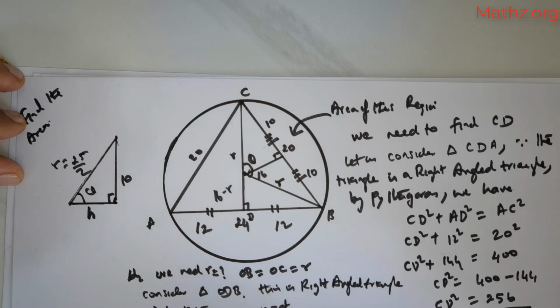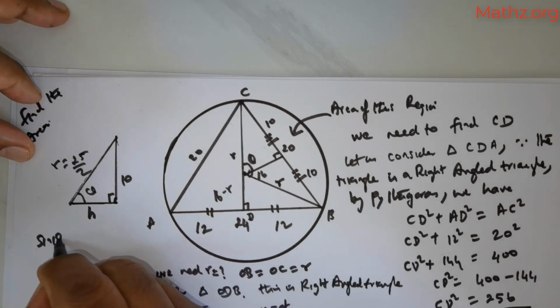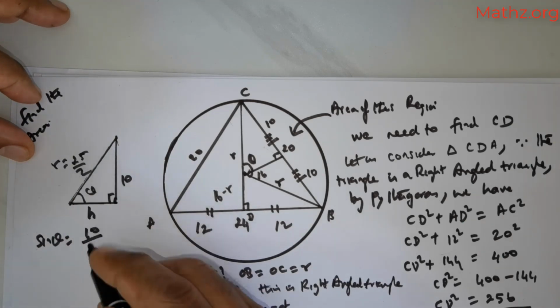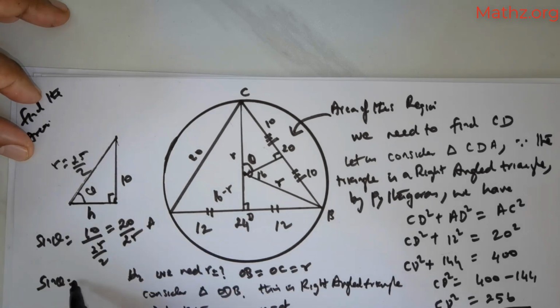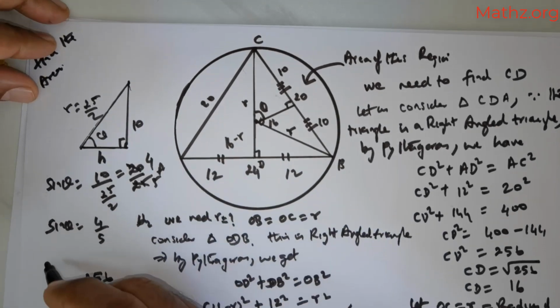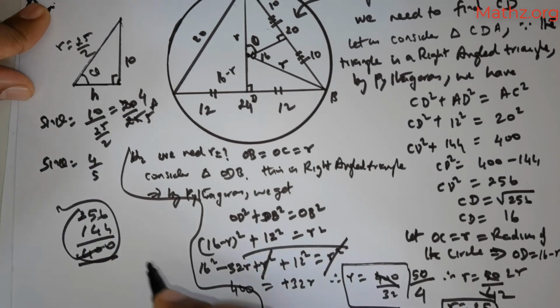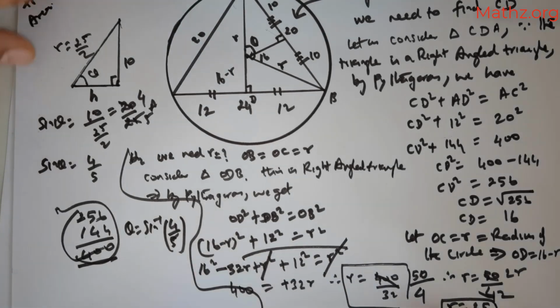Let me take sine theta. Sine theta is the opposite side 10 divided by the hypotenuse 25 divided by 2. So this is going to be 20 divided by 25. 5 divides 20 four times, 5 divides 25 five times. So this is 4 over 5. So my theta is going to be sine inverse of 4 over 5. We need a calculator to extract the value of theta.